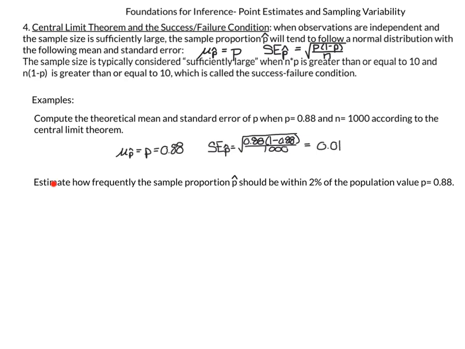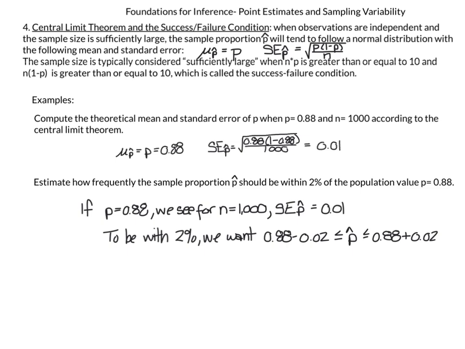So the question is, estimate how frequently the sample proportion p hat should be within 2% of the population value p equals 0.88. And remember, our data is normally distributed. So if p equals 0.88 for n equals 1,000, we already calculated our standard error of p hat is equal to 0.01.